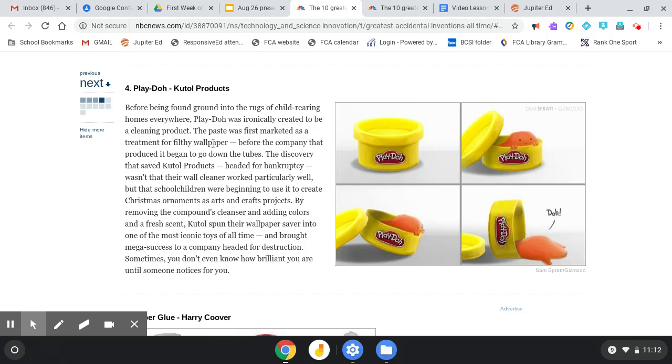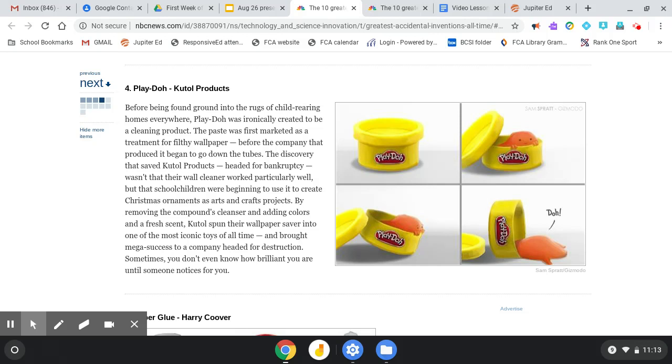down the tubes. However, the discovery that saved Kutal Products, which was headed for bankruptcy, wasn't that their wall cleaner worked particularly well, but that school children were beginning to use it to create Christmas ornaments as arts and crafts projects. By removing the compound's cleanser and adding colors and a fresh scent, Kutal spun their wallpaper saver into one of the most iconic toys of all time and brought mega success to a company that was headed for destruction. Sometimes you don't even know how brilliant you are until someone notices for you.